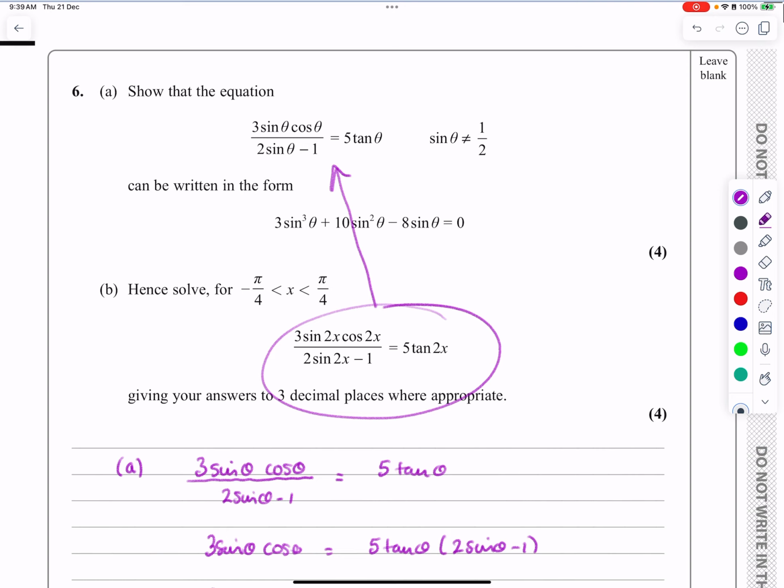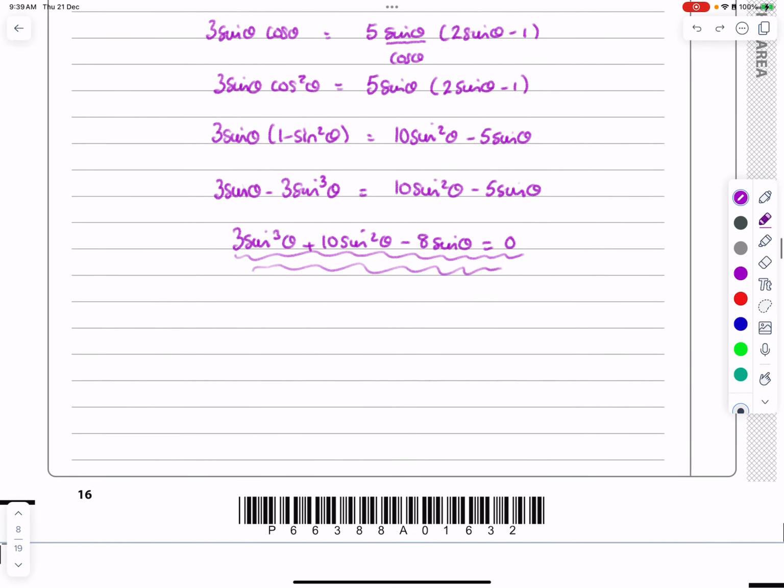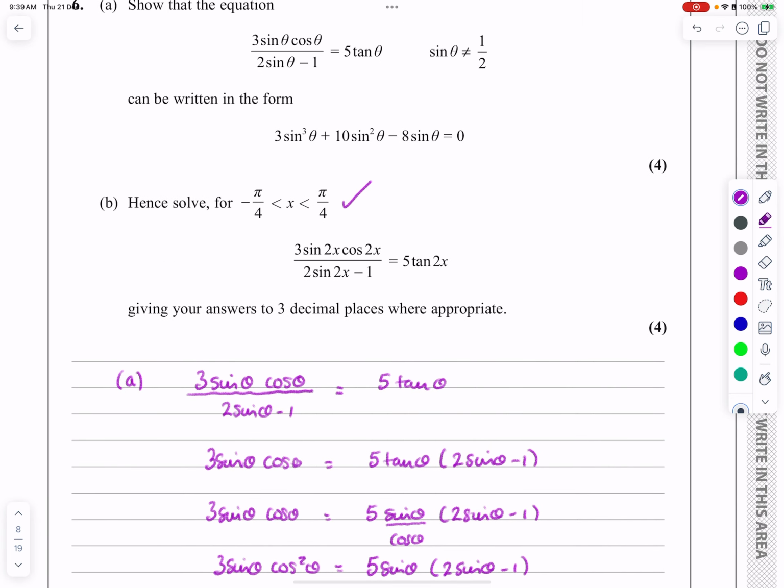Okay? So if we're going to replace theta with 2x and see what we get there, what I'll do is instead of solving that equation, I'll be solving this equation here. So in order to do that, what I always do with these ones, let's not gloss over it, is look at that part though.